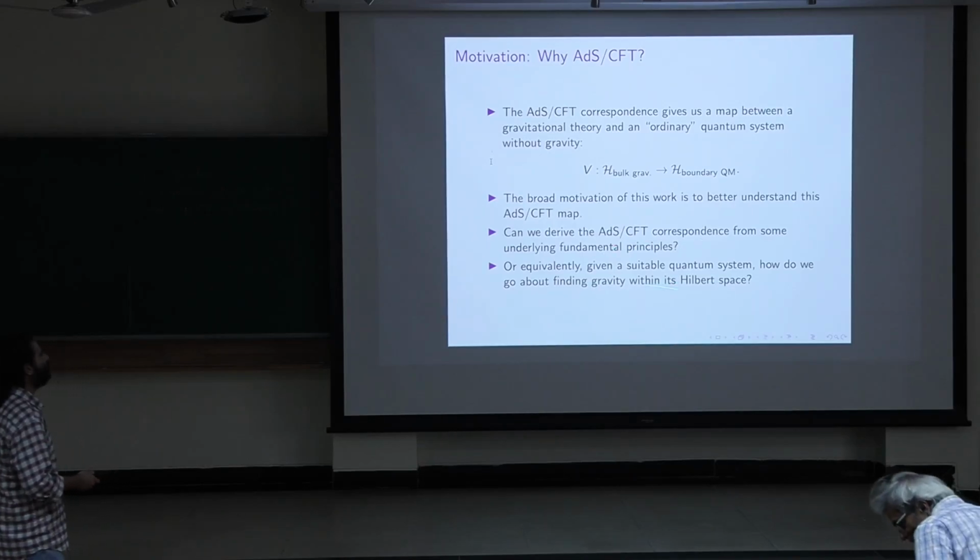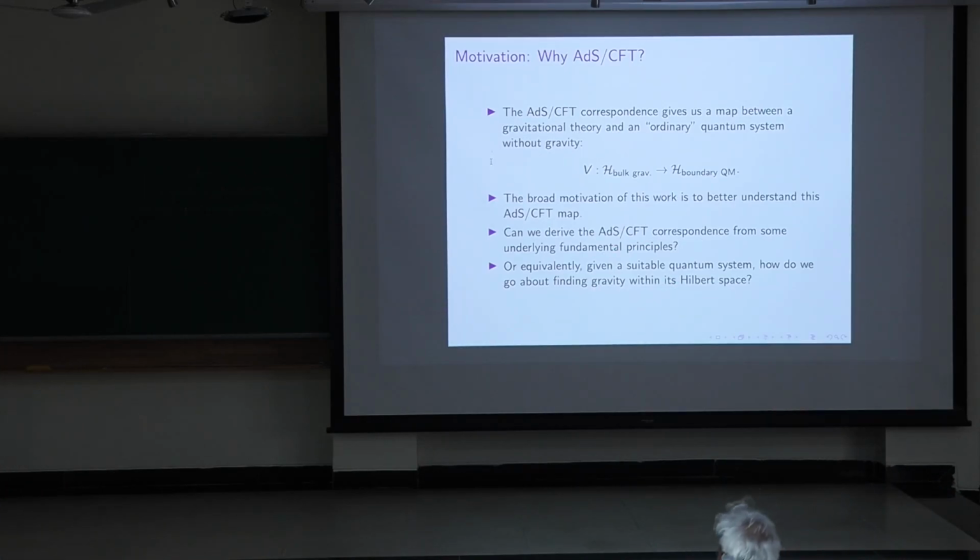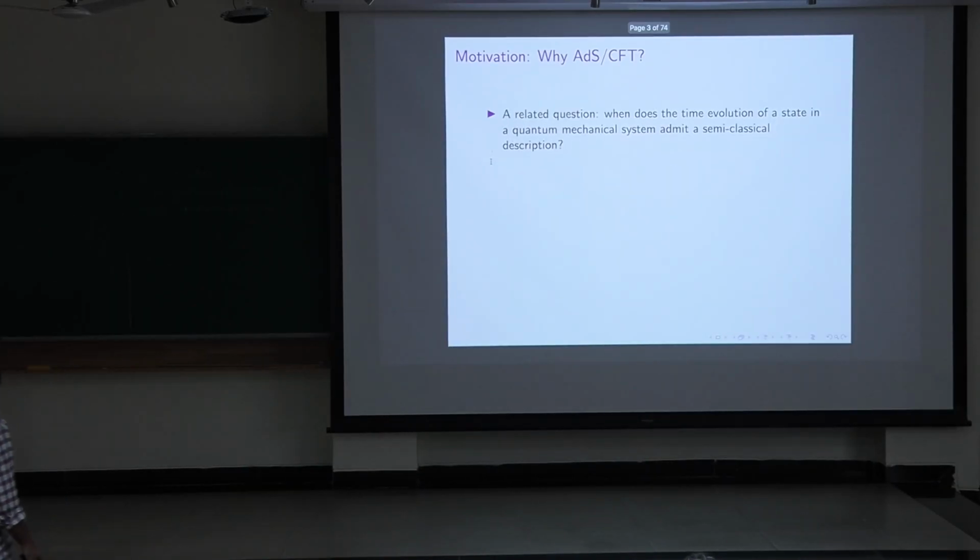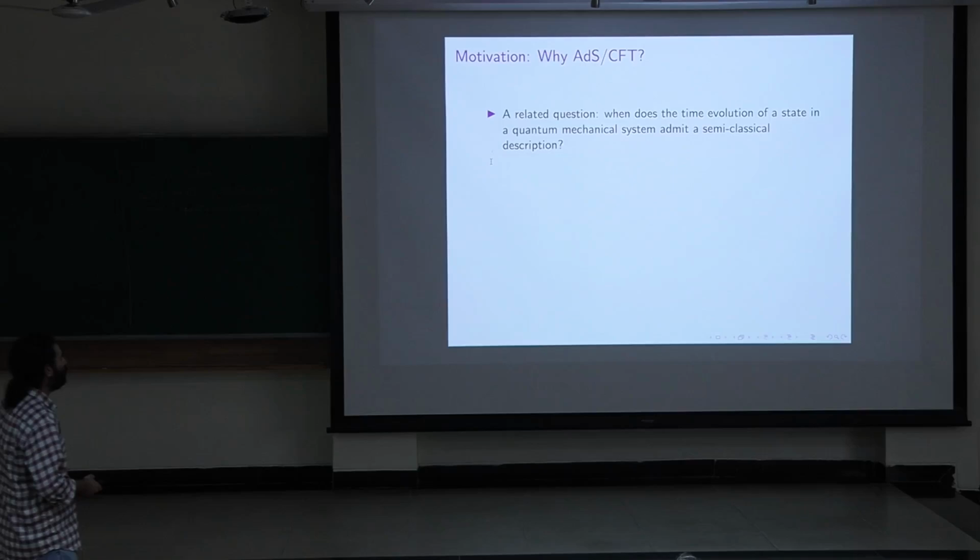Or equivalently, if I give you a suitable quantum system, then how do I go about finding gravity within its Hilbert space? Of course that's a big question, and we won't even begin to answer it. But a somewhat related but more concrete question is the following. When does the time evolution of a state in a quantum mechanical system admit a semi-classical description? I emphasize the word time evolution. It's not just about one state, it's about the time evolution trajectory of a state.